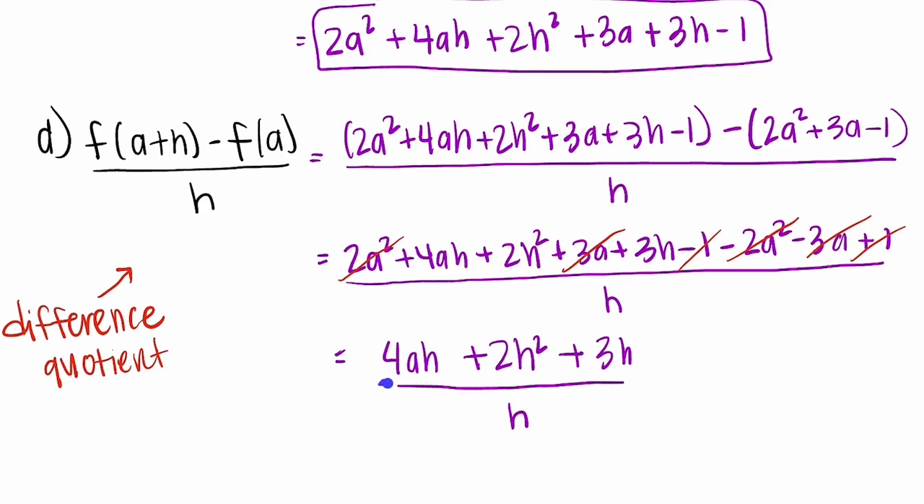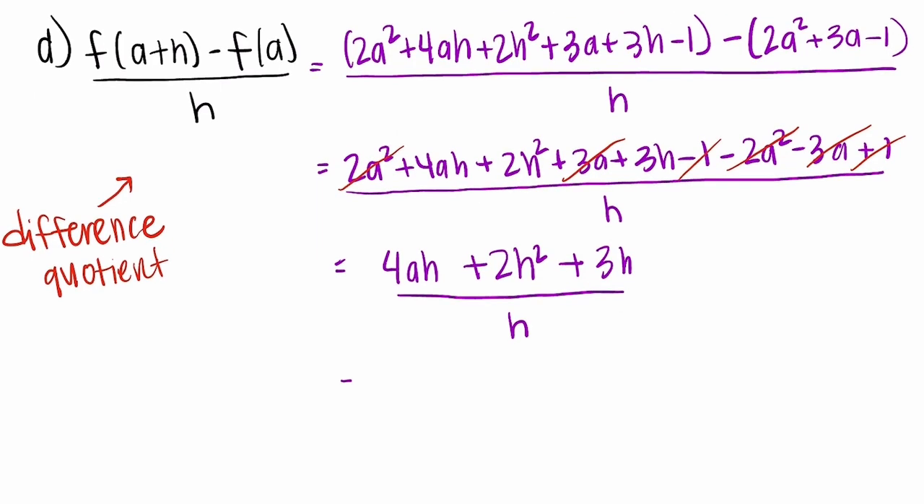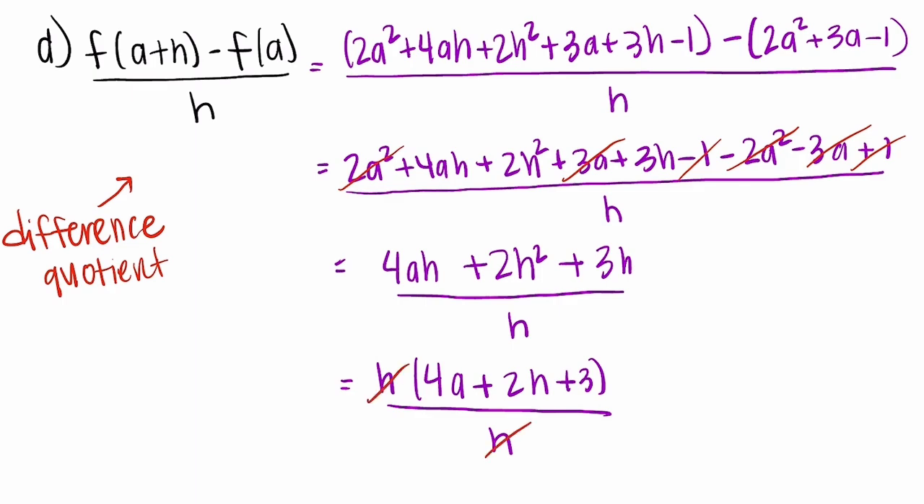What do you guys notice about every term in the numerator? They all have an h. I'm going to factor out an h so we can divide that off. So factor out that h. And now that h divides away, which leaves me with my answer: 4a plus 2h plus 3.